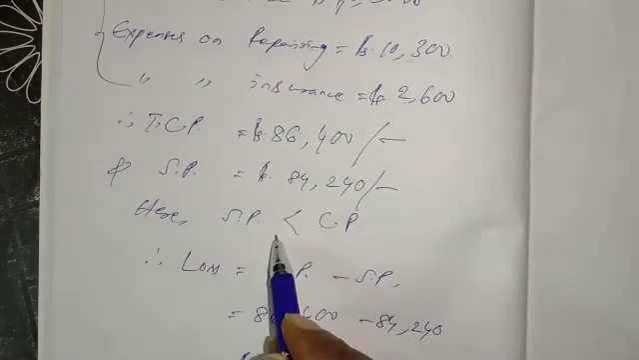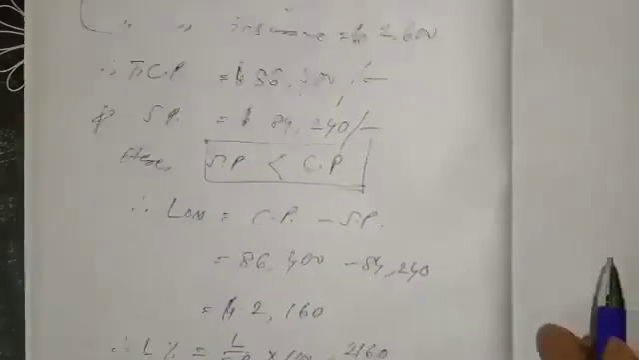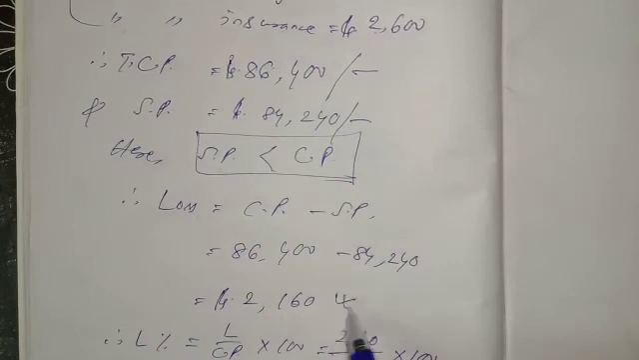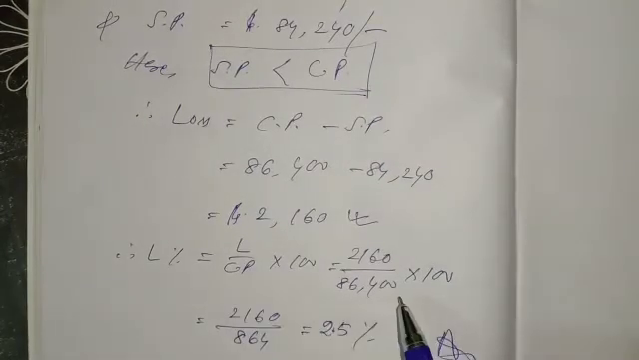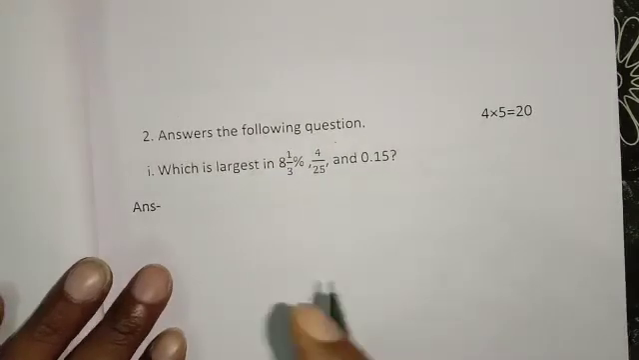Here selling price less than cost price. Therefore loss will arise. Loss is equal to cost price minus selling price. It is coming 2,160. The loss percentage is equal to loss by cost price into 100. This is the formula required. You have to put it. It is coming 2.5%. Okay, let us go next sum.